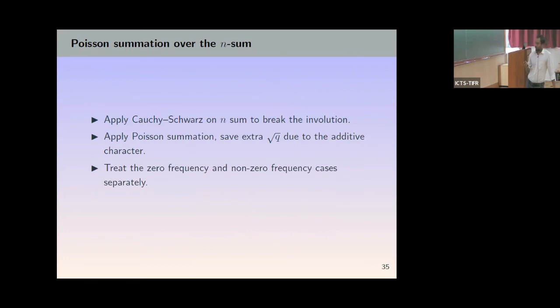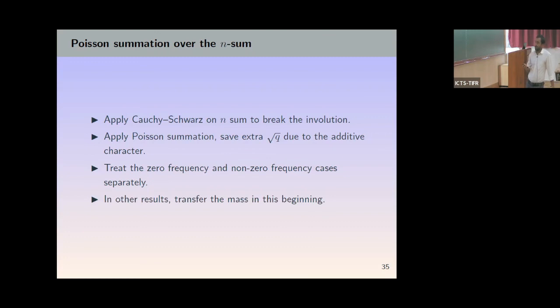And then you treat the zero frequency and non-zero frequency cases separately. By zero frequency, I mean you have to treat the case n equal to 0 separately, because there won't be any oscillations there, and you have to treat it trivially. In the non-zero frequency, there will be oscillations, and you will save root q extra, as I mentioned.